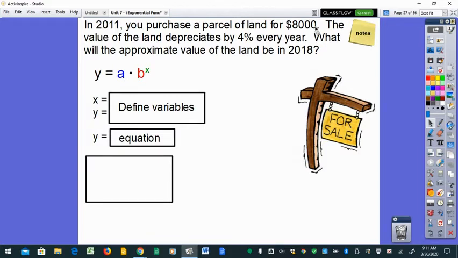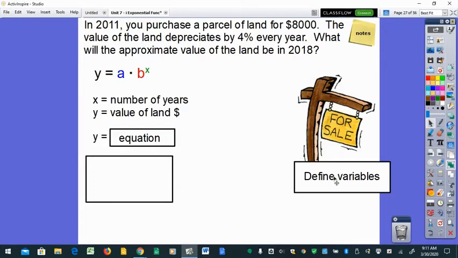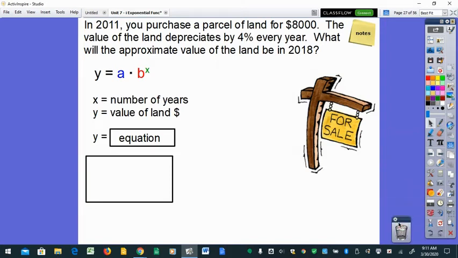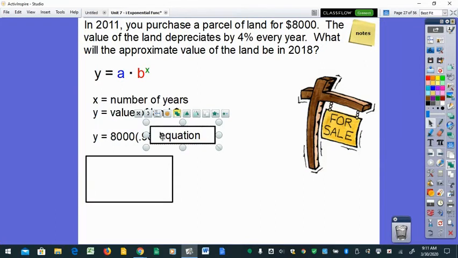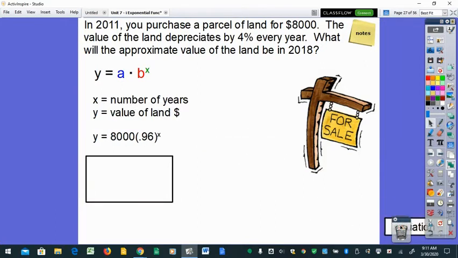Your a is the original amount, which is 8,000. And then we've got to see how many years are in between here. But let's start with defining our variables. So x is going to be the number of years. y is going to be the value of the land in dollars. Our general equation, including our y and our x that we just defined: start amount, decay factor, and there's our x, which will be the number of years. y is the value of land in dollars, and that's what you should always put when you're doing an exponential, either growth or decay. You define your variables and write the general equation before you substitute in the years.